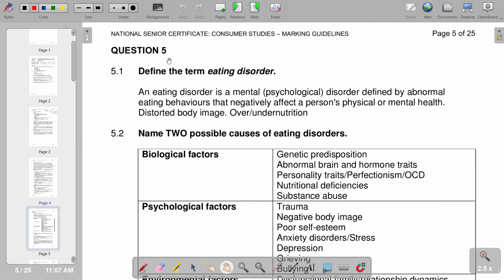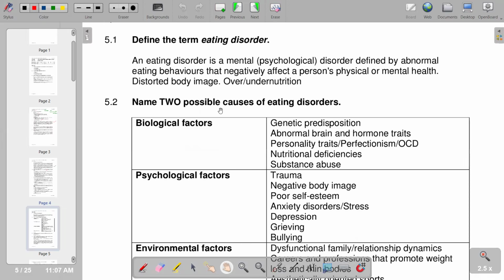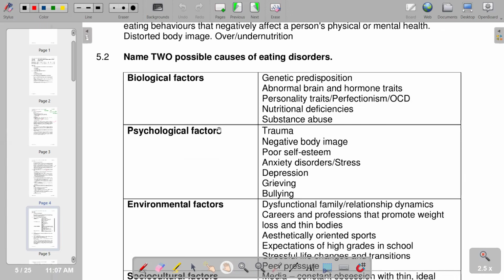So on the next part, question 5, define the term eating disorder. So an eating disorder is a mental or psychological disorder defined by abnormal eating behaviors that negatively affect a person's physical or mental health. So, of course, it leads to distorted body image. Then name two possible causes of eating disorder. So these are the causes that we have.